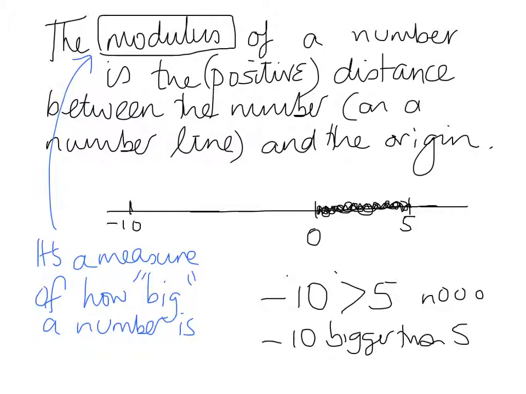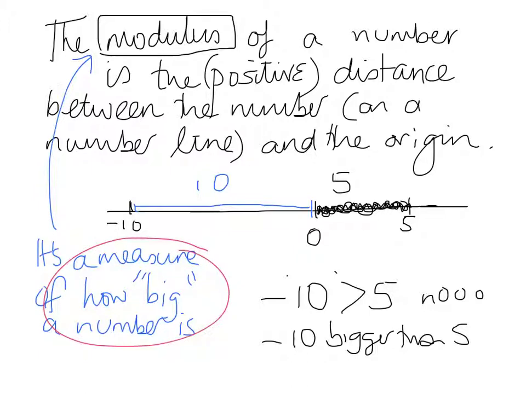And it is in the sense that the distance from the number minus 10 to the origin is a distance of 10, whereas the distance from the origin to the number 5 is a distance of 5. So the modulus function identifies that size, it identifies how big a number is. If a number is positive, the modulus is just the same as the number, because that's how we measure numbers, and if the number is negative, then it's the same as the number, but you ignore the minus sign.